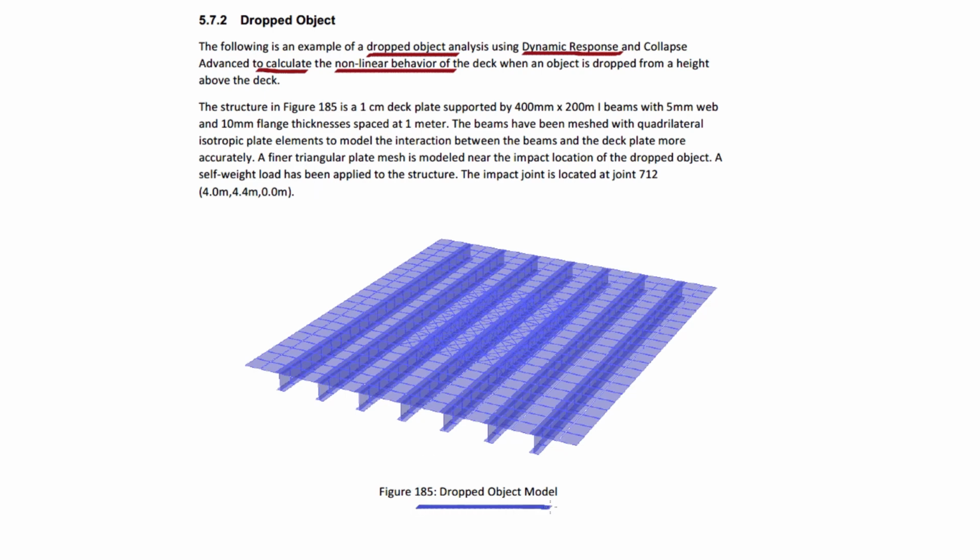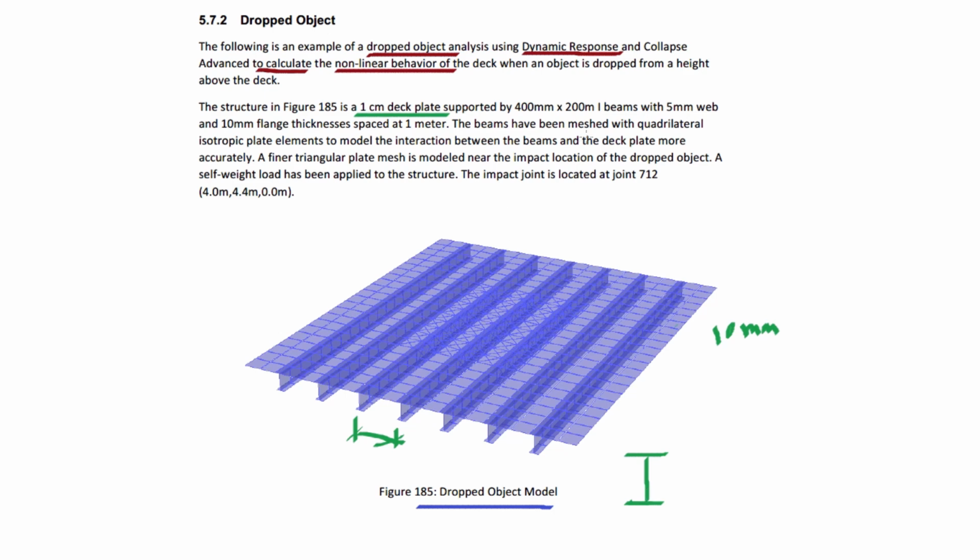This figure 185 is the dropped object model, and it's a 1 centimeter deck plate. Here, 10 mm is the deck plate thickness, supported by 400 mm by 200 mm I-beams. These I-beams are 400 depth by 200 wide, with 5 mm web and 10 mm flange thickness, spaced at 1 meter. So the distance between these two is 1 meter. The flange thickness is 10 mm and web thickness 5 mm.